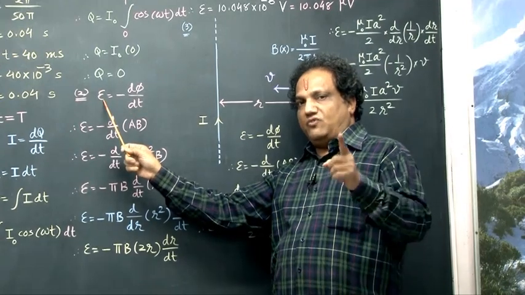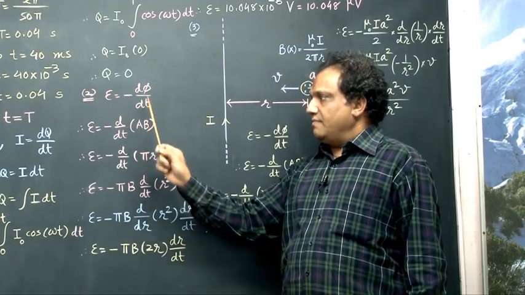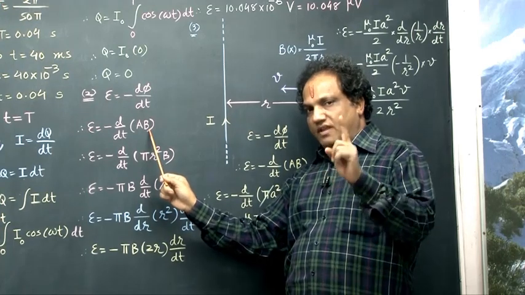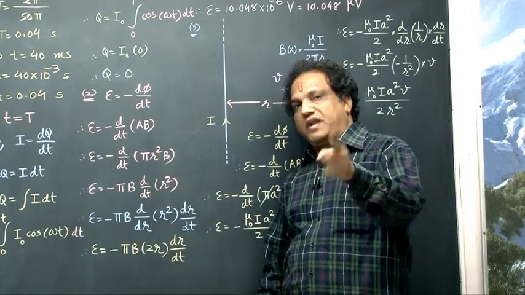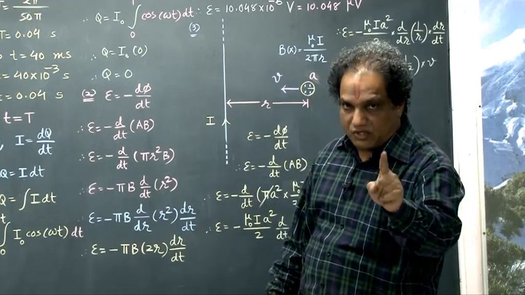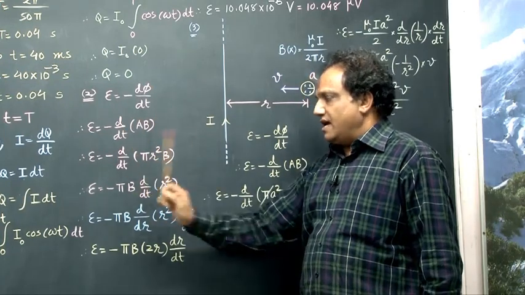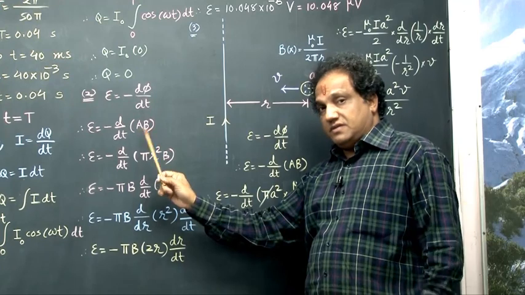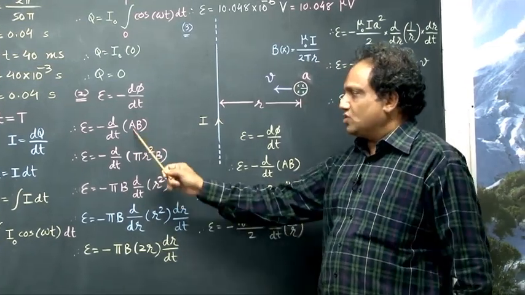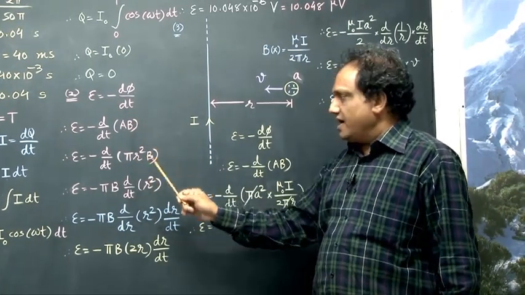Induced EMF according to Faraday's law is minus d phi by dt, minus d by dt as it is, phi equals AB. Just now I told you, whenever a planar loop is perpendicular to a uniform magnetic field, you should use the formula of magnetic flux, phi equals AB. What about area? Given loop is circular, and for a circle, what is the area? A equals pi r square. Pi into radius square into B as it is.